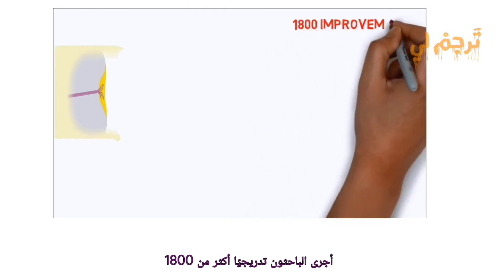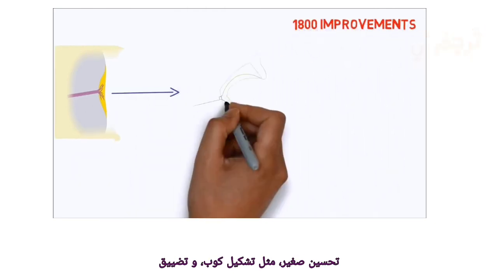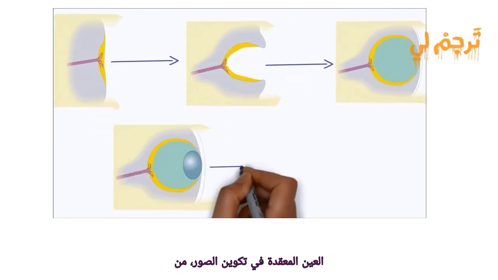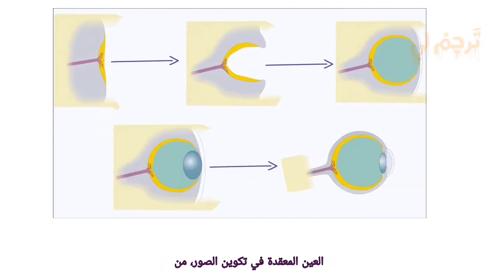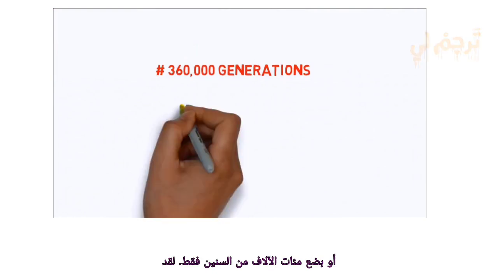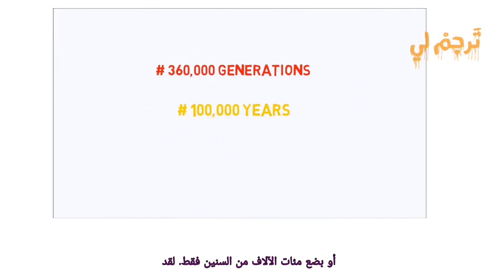Starting with the flat, light-sensitive patch, researchers gradually made over 1,800 tiny improvements, forming a cup, constricting the opening, adding a lens, until they had a complex, image-forming eye. It is important to note that every tiny change these researchers made measurably improved image quality. The researchers concluded that these steps could have taken place in about 360,000 generations, or just a few 100,000 years.